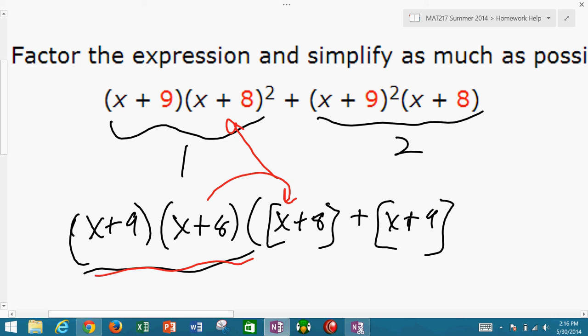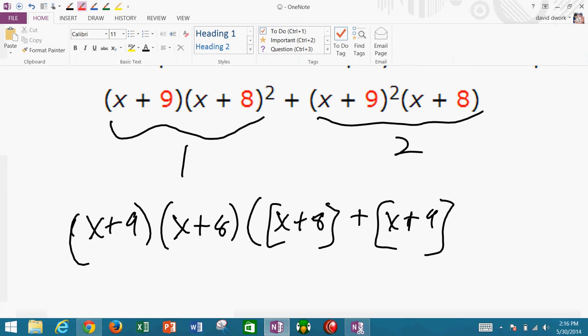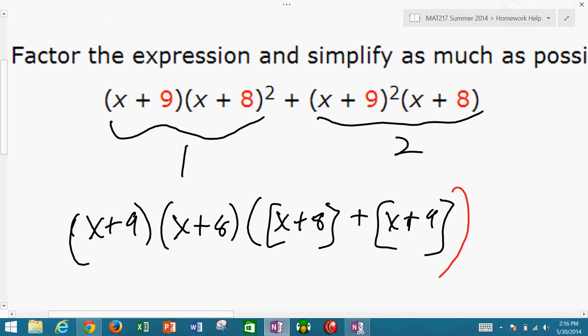Okay, so here we go. I didn't mean to lose that parenthesis, but that's okay. All right, so let's finish this up. Now, if that was enough to get you going, stop the video and move along. If you need more, I'm going to do a little bit more.